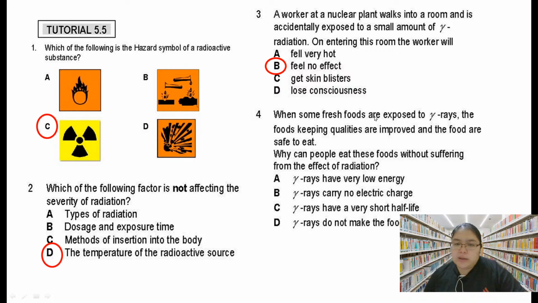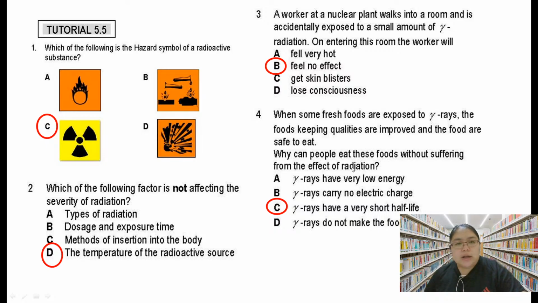When some fresh food is exposed to gamma ray, the food keeping quality is improved, and the food is safe to eat. Why can people eat those foods without suffering from the effect of the radiation? They put gamma, is it? The preservation, you buy the Maggi mee, why can we eat? So the reason is gamma ray has a very short half-life. That means after they put it inside, after that short half-life, the radiation will finish.